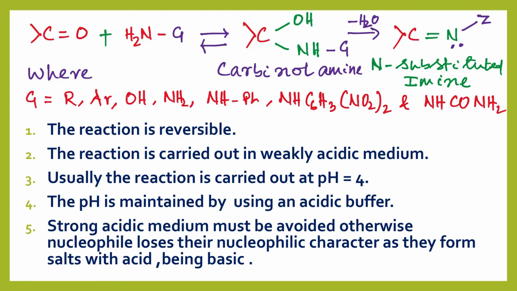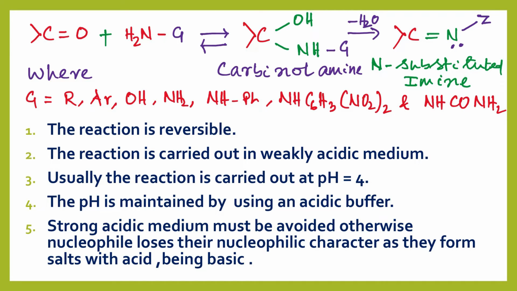See the characteristics. The reaction is reversible. The reaction is carried out in weakly acidic medium. Usually the reaction is carried out at pH 4. And how to maintain pH 4? By using an acidic buffer. You know buffer solutions, the solutions having constant pH. I am giving one example here of an acidic buffer: a mixture of sodium acetate and acetic acid. By using this acidic buffer, we can maintain the pH.